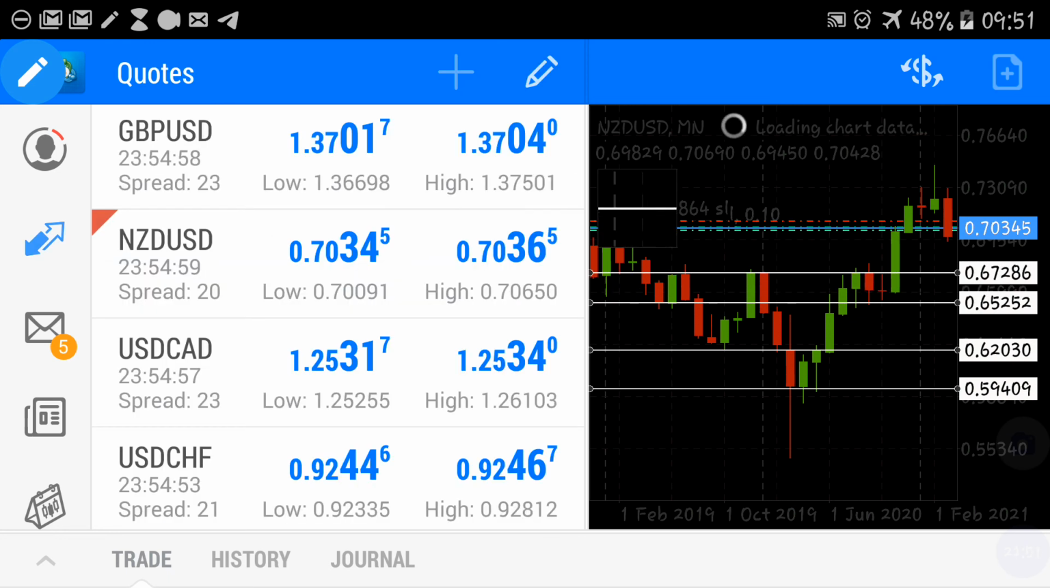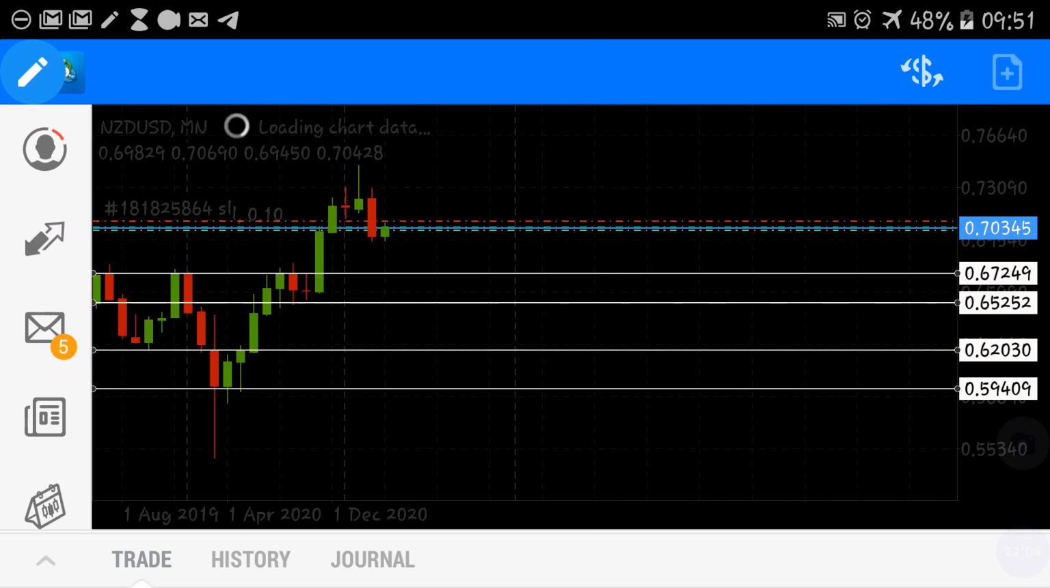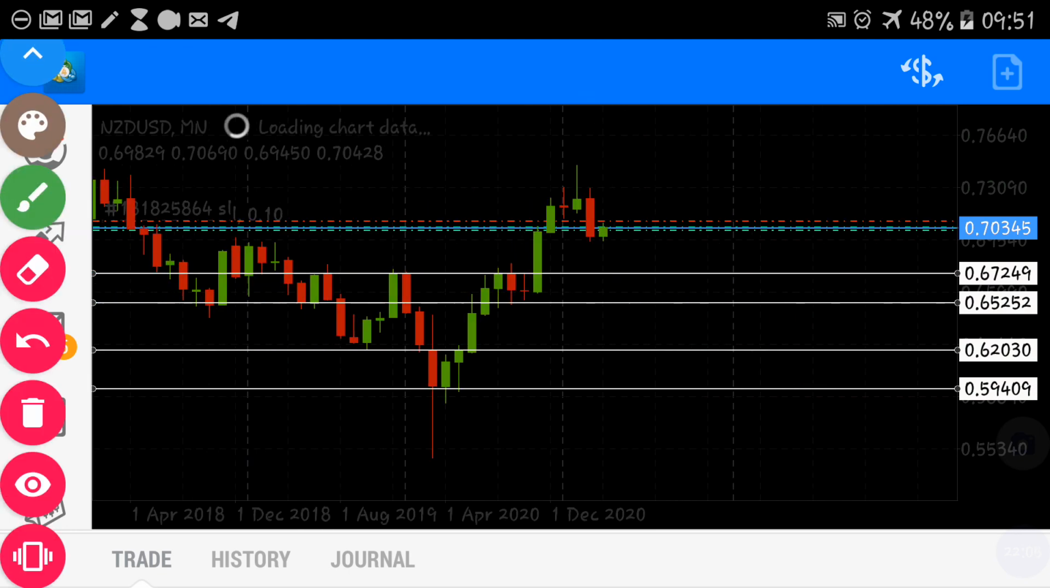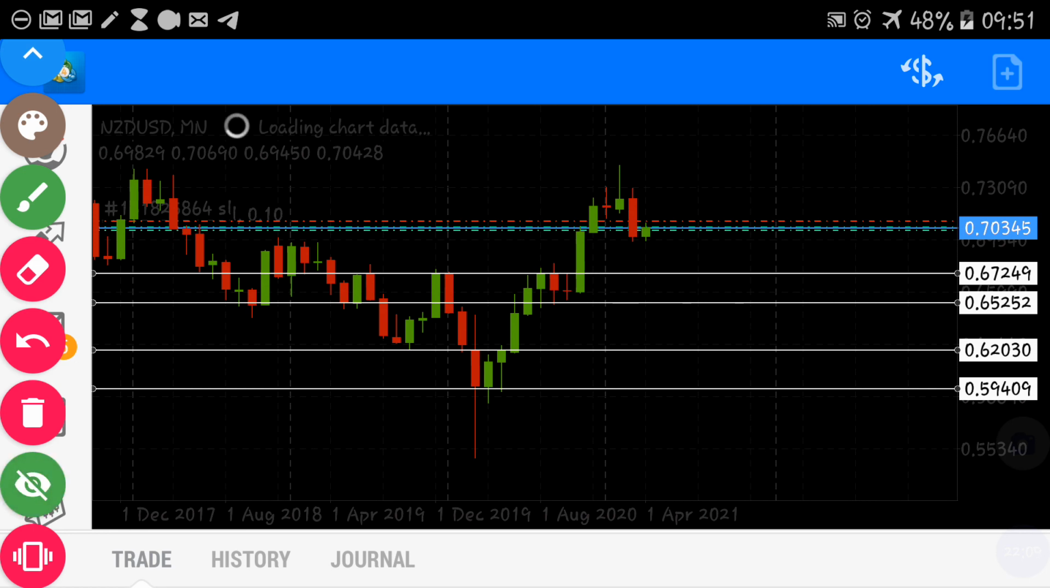Now you see how it corresponds with each other. We can see here, for example, that when I place this line here, it corresponds with this one here, and this one here. When I placed this lower line here, it corresponds with this one here, and it corresponds with this one here. So that's how it is. Those are strong areas where price actually bounced out of in the past, and it's bouncing out of those areas now.